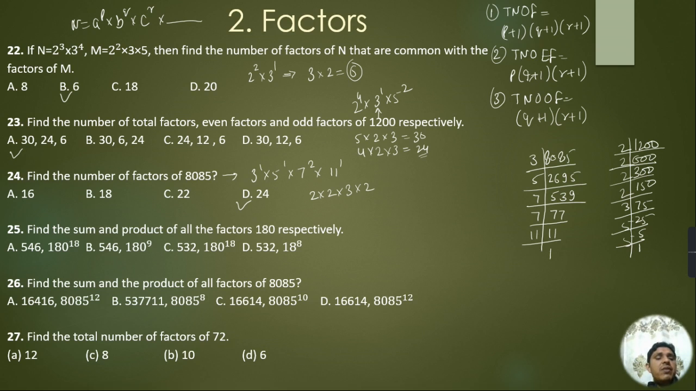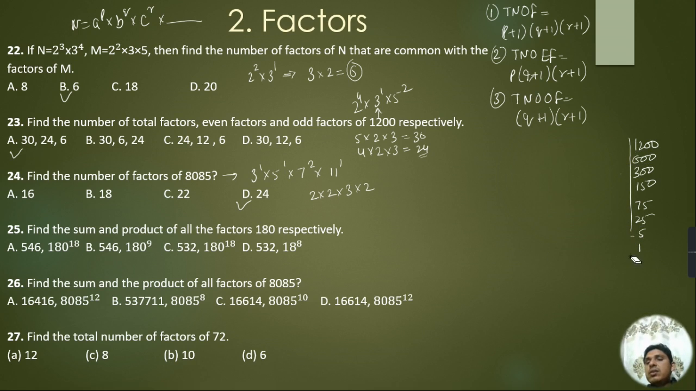The next question: find the sum and product of all the factors of 180 respectively. Students, for finding the sum and product of all the factors, there is a new concept that I have not discussed in the concept based class. So let me discuss that also. For finding the sum of all the factors, that is called sigma.